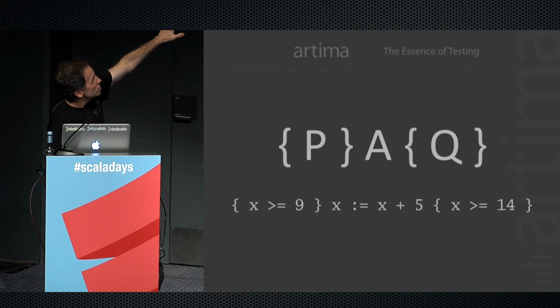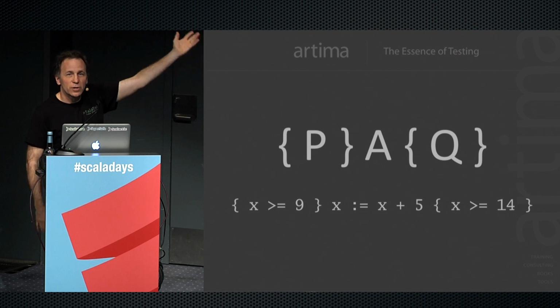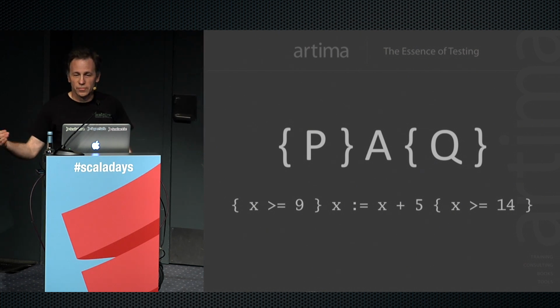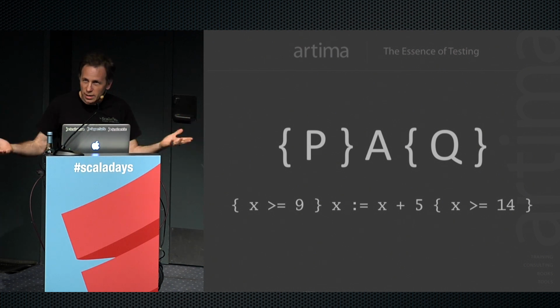So the idea was, and this is if x is greater than or equal to 9, and that's your precondition, if you add 5 to x as your action, then you can have a postcondition x is greater than or equal to 14. It's also greater than or equal to 13. But anyway, this is an example of this PAQ idea.